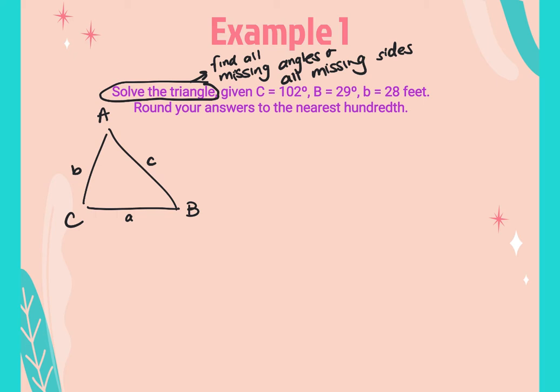And then I would go back and fill in the information that they gave me. So they gave me angle C is 102 degrees. Angle B is 29 degrees. And side B is 28 feet. Which means I need to find angle A, I need to find side A, and I need to find side C.